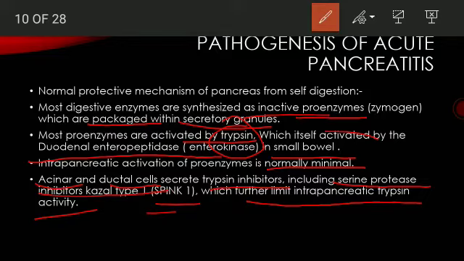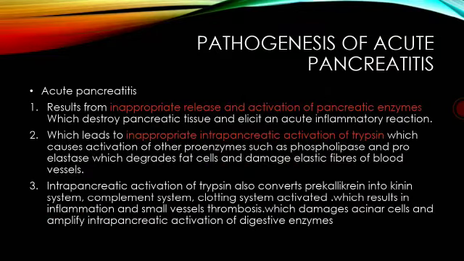Okay, so now what happens in acute pancreatitis? When acute pancreatitis occurs, there is inappropriate release and activation of pancreatic enzymes. This inappropriate release and activation of pancreatic enzymes destroys the pancreatic tissue and elicits an acute inflammatory reaction.